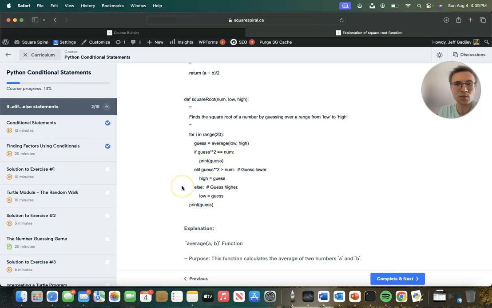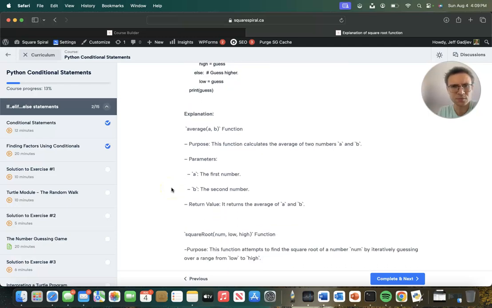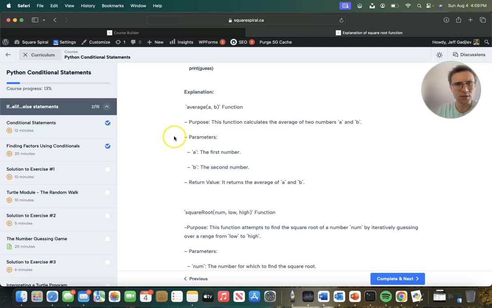And so in a way, what this is doing is averaging two numbers over and over again until we get to the value for the square root of that original number that's inputted here. So it's like an approximation method of determining the square root. And so just going over this again, we have the average function. The purpose of this function is to calculate the average of two numbers, a and b.